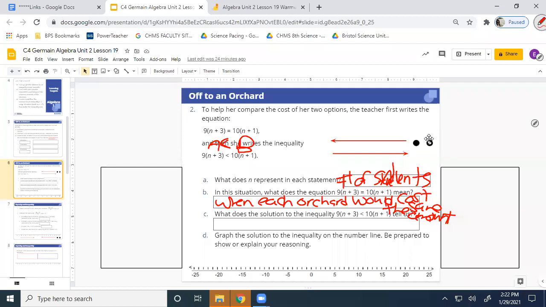Okay, got that. The next piece asks us, what does the solution to the inequality represent? Think about the direction of your symbol. Think about what each part represents. What does the solution set to the inequality represent in the story? So it comes down to the cost of A, the cost of B, and what does that symbol tell us? That B costs more.